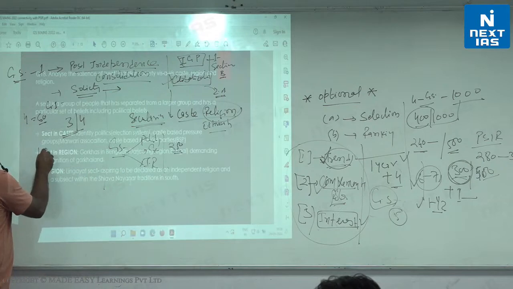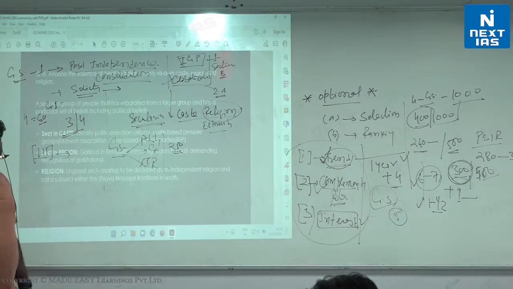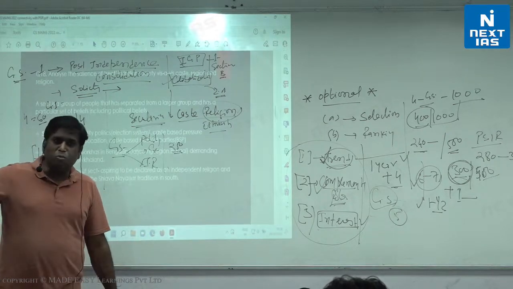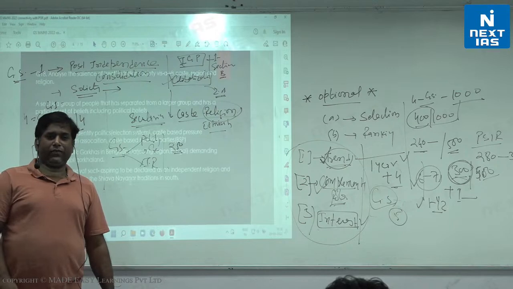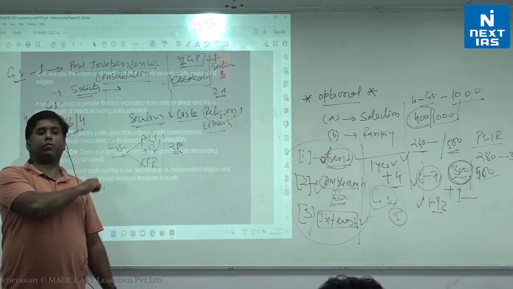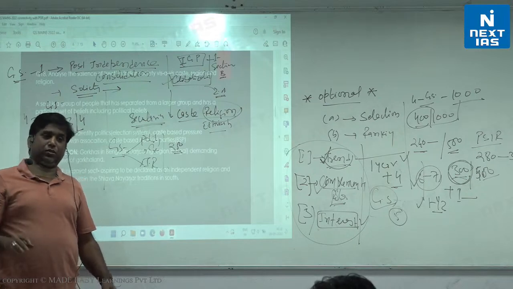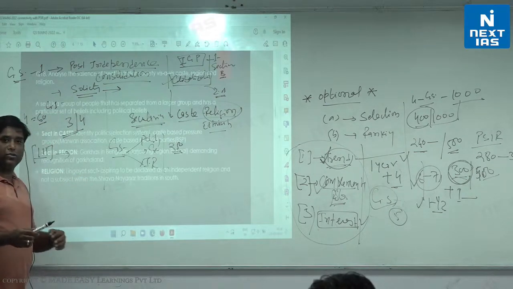When it comes to GS paper 3, there is a topic, internal security. And surprising, look at this year paper. They have 3 to 4 questions from internal security part. 3 to 4 questions. For example, let me give one question.